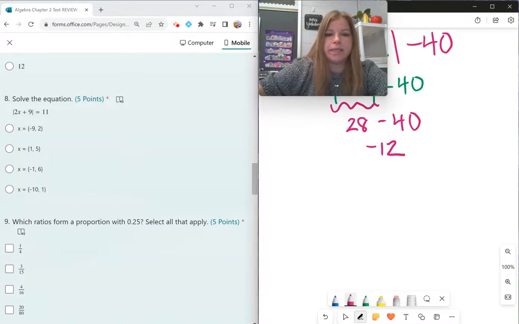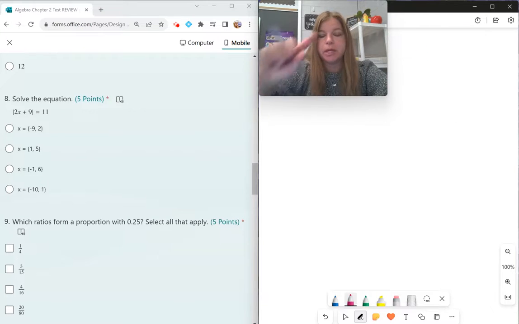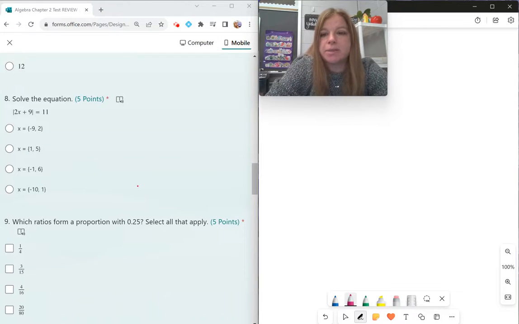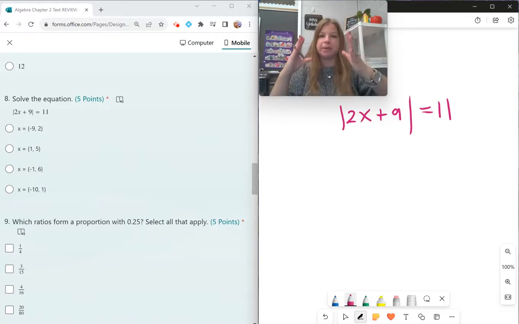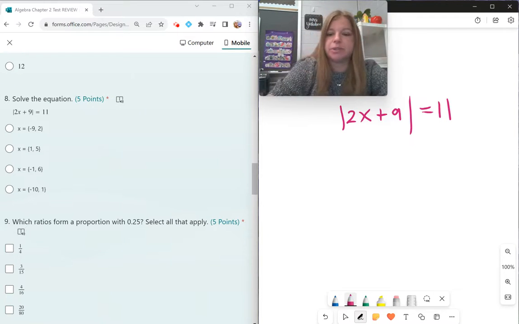All right, number 8, solving an absolute value equation. So the deal is when we go to solve an absolute value equation, the absolute value expression has to be by itself. And in this case, it is. There's nothing on the same side of this equation as my absolute value. It's already isolated by itself. So I don't have to do any special steps.